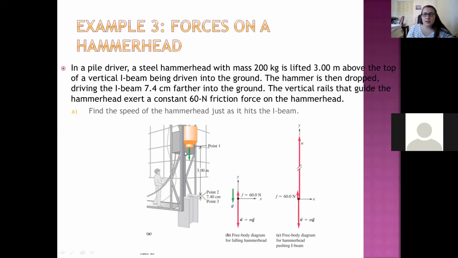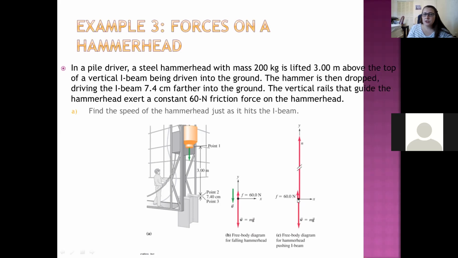So we are going to establish 3 key points here. Point 1 is where the hammer is all the way raised up. Point 2 is where it contacts the I-beam, and point 3 is where the I-beam settles down to. And just for the sake of time, because we're running short on it, the book drew the free body diagrams for you. For the hammerhead, we have its weight, or the force of gravity pulling it down, and friction from the walls opposing its motion as it falls down. So friction points up.